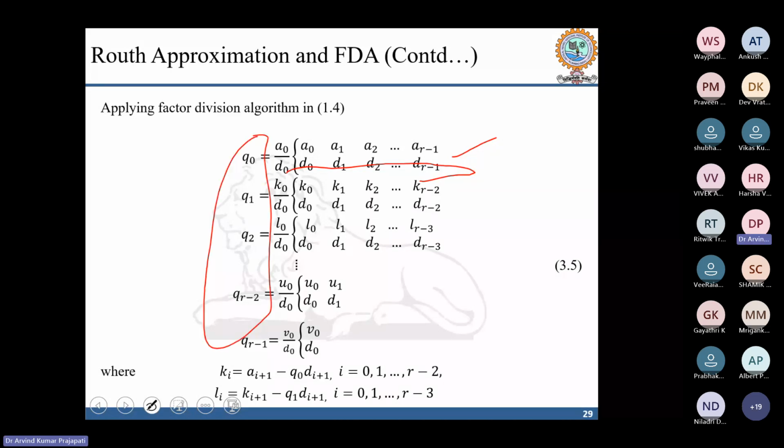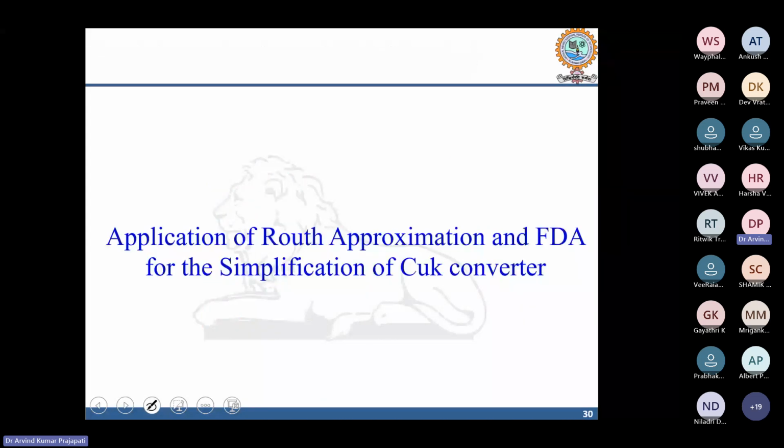If you are able to calculate these Q1, Q2, Q naught, Q r values, it means you are able to determine the numerator of the reduced model by using the factor division algorithm, and then you can get the reduced order model, and then you can compare your method with the other existing methods.